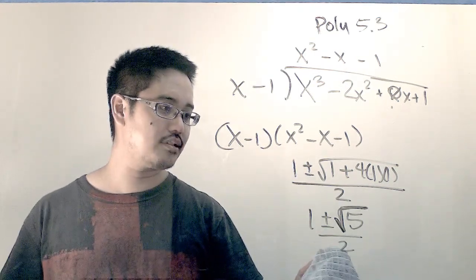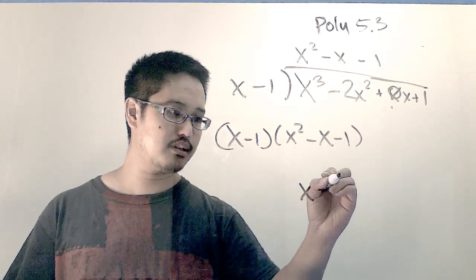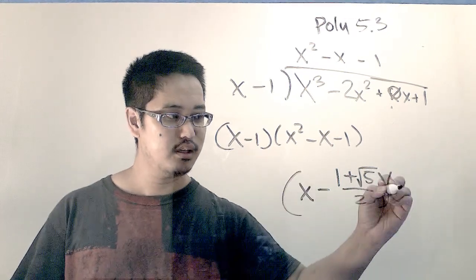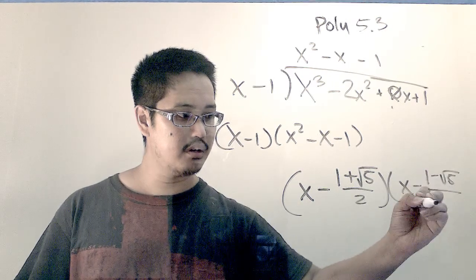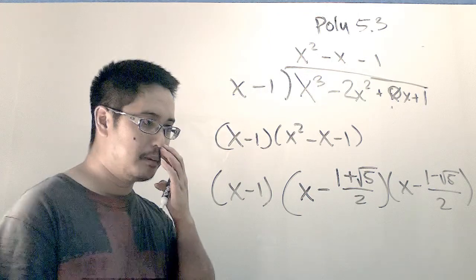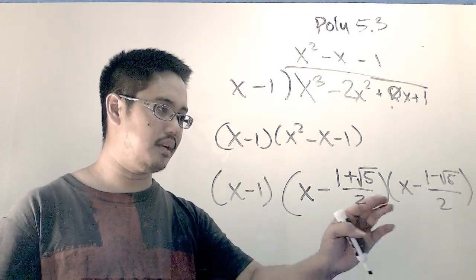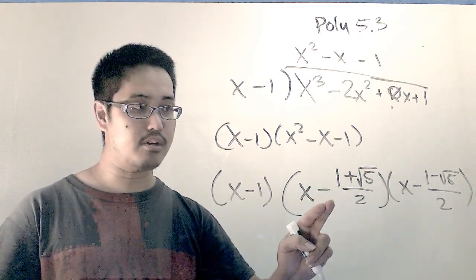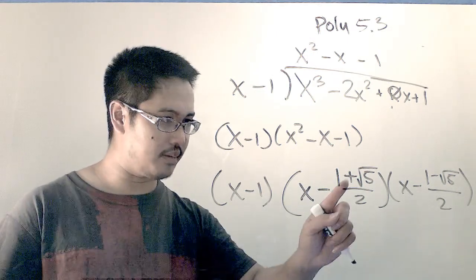And then so my factors are x minus 1 plus square root of 5 over 2 and x minus 1 minus the square root of 5 over 2. I also have my x minus 1. Because I kind of always have x minus this term and minus that term. And this is how the quadratic equation had the plus or minus? Well, I accounted for the plus and I accounted for the minus. That would be that plus and that minus.